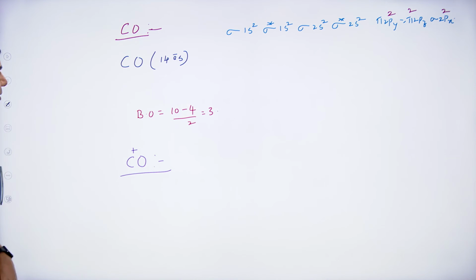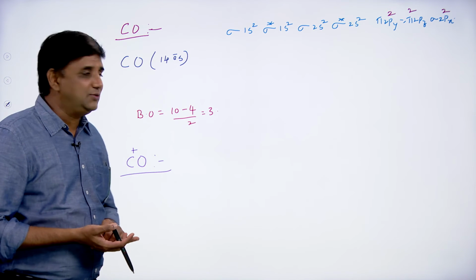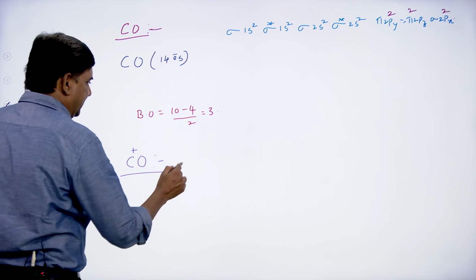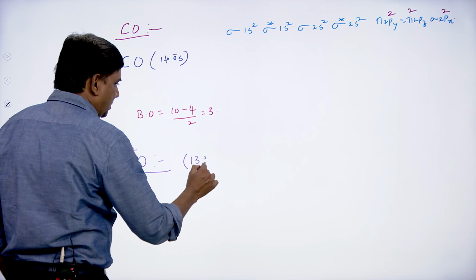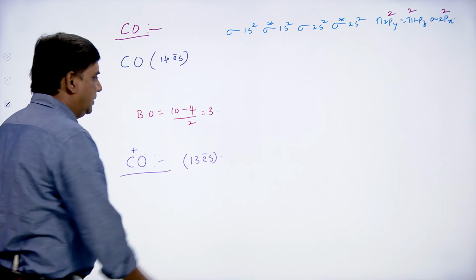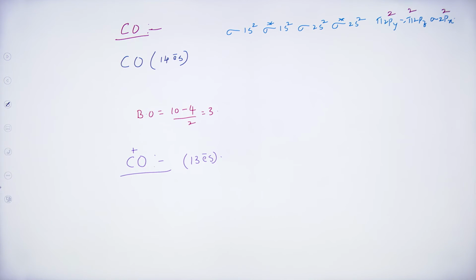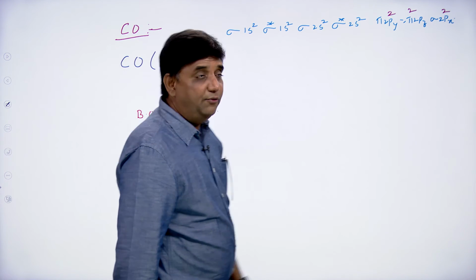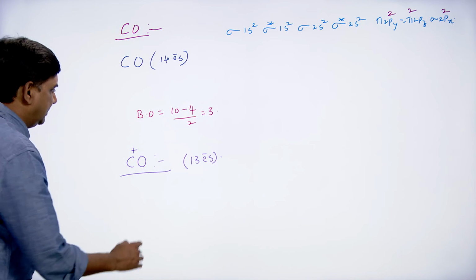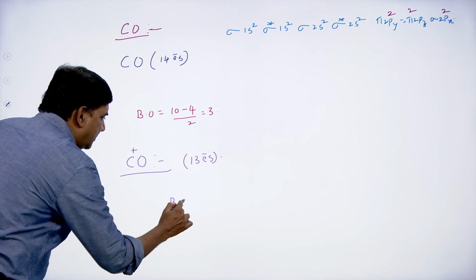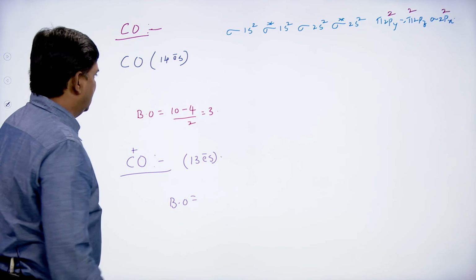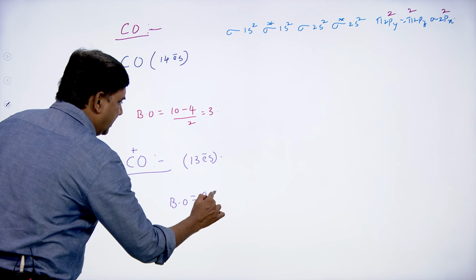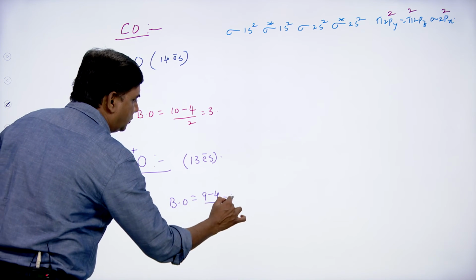CO plus. That means 1 electron is lost. If 1 electron is lost, how many electrons will be there? 13 electrons will be there. And students, because of the CO plus, if the electron is removed from that, then calculate the bond order. Bond order is equal to (9 minus 4) by 2, which is 2.5.